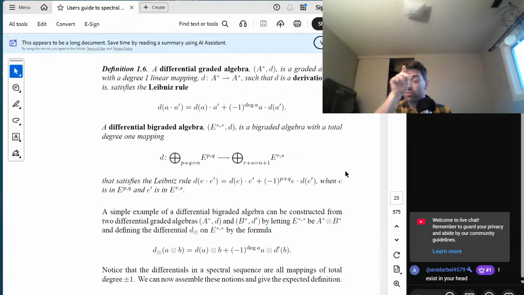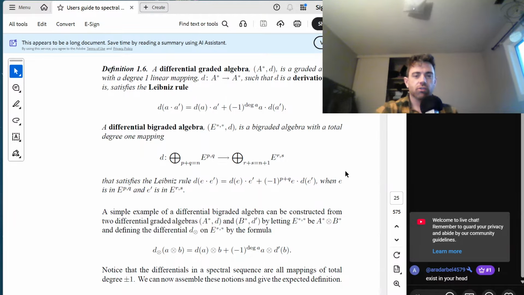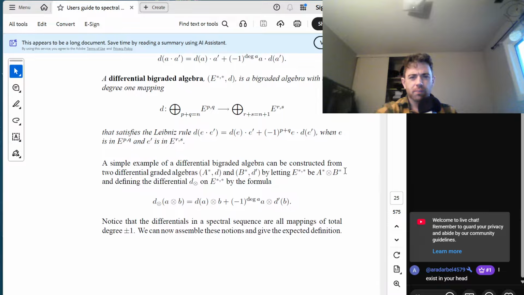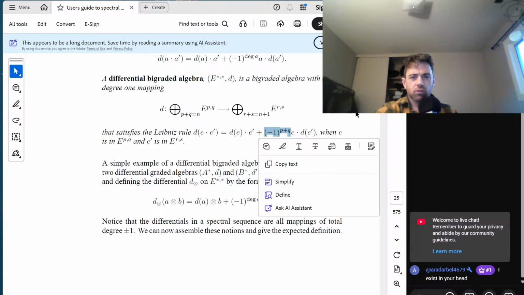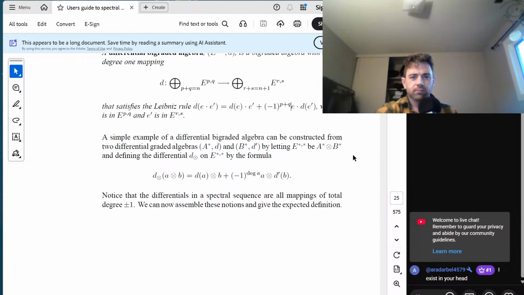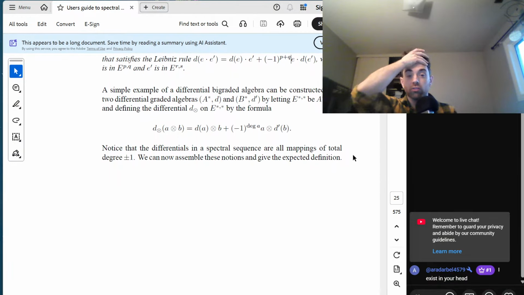Okay, so a differential bi-graded algebra is just the same thing, but with a bi-grading. And it increases the total degree. And we've got a more flip-de-doop-de-doo going on here. Sure. An example of a differential bi-graded algebra can be constructed from two differential graded algebras by taking their tensor product and this flip-de-doo boy.